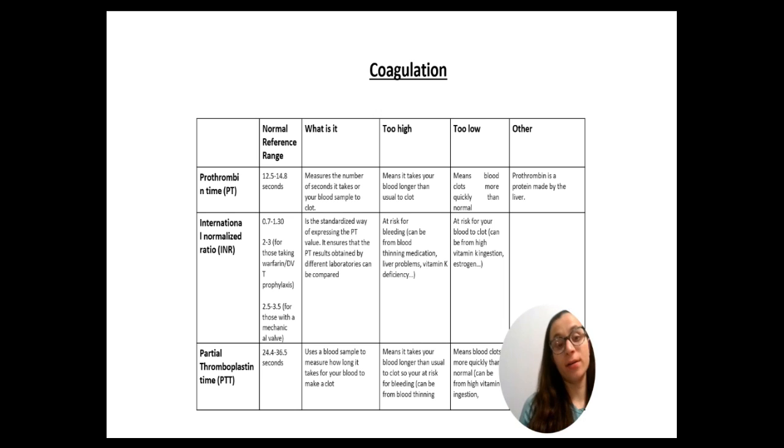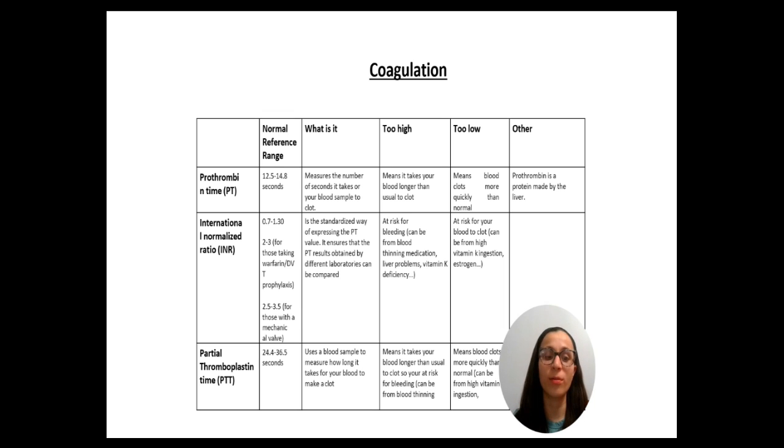Next, we go on to the INR, International Normalized Ratio. The lab number is a little bit different for different conditions. Normal is around 0.7 to 1.3, obviously different per lab, but for those on DVT prophylactics like warfarin, you want it between 2 and 3 as a therapeutic range, and for those with a mechanical valve, it's 2.5 to 3.5. It's a standardized way of expressing the PT value. It ensures that PT results obtained from different labs can be compared. If it's too high, you're at risk for bleeding, and if it's too low, you're at risk for blood clots.